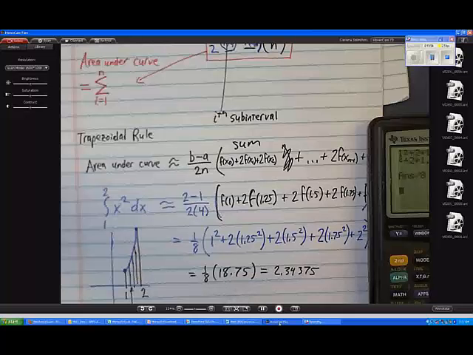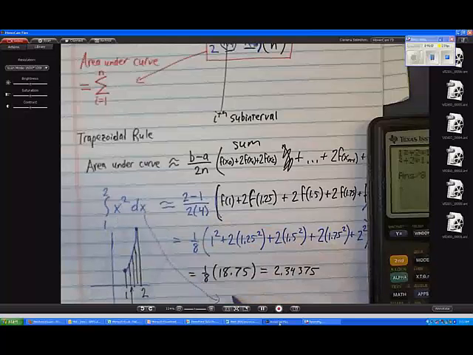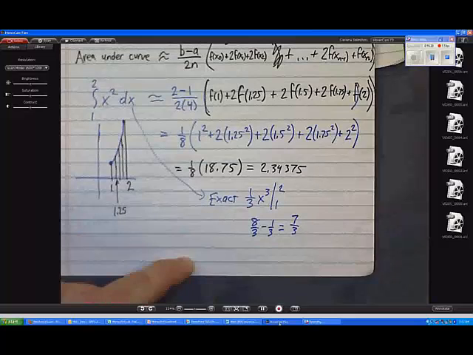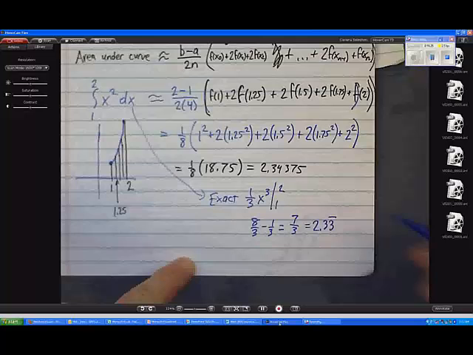What's the right answer? Anyone do it? No. Thanks, guys. Really appreciate it. Because we could have computed the exact value. The exact value, we'd do 1/3 x cubed from 1 to 2. So I get 8/3 minus 1/3 is 7/3. What's 7/3? 2.3 repeating. Right?